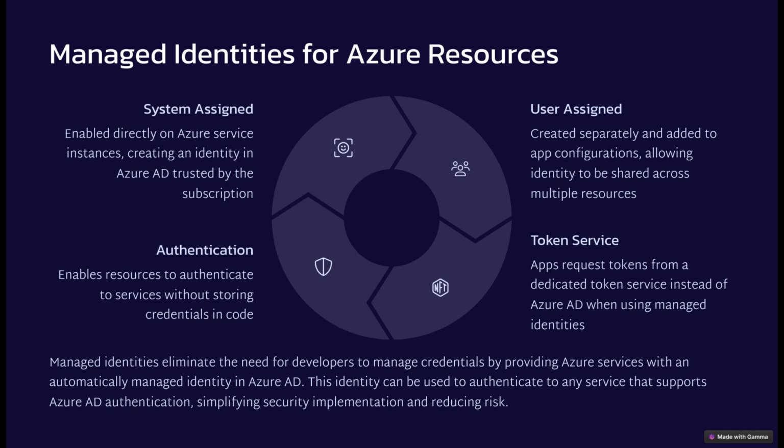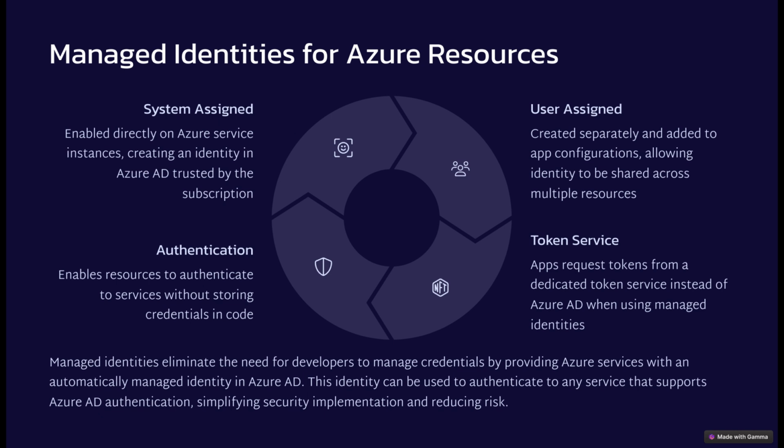Sounds very streamlined. Now, you mentioned 2 types of managed identities, system-assigned and user-assigned. What's the difference? A system-assigned identity is tied directly to a specific Azure service instance. When you enable it, Azure creates and manages that identity in your Azure AD tenant. If you delete the service, the identity goes away too, like a badge that's issued to that specific service and taken back when the service is decommissioned.